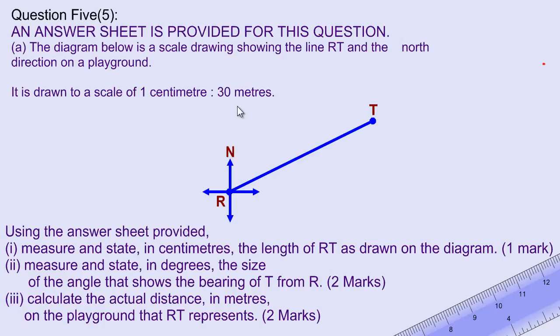Now here we go, my friends. In question 5, it states that an answer sheet is provided for this question. When doing this question, I'll recommend again that for any question that states that you have an answer sheet, please look for the answer sheet.